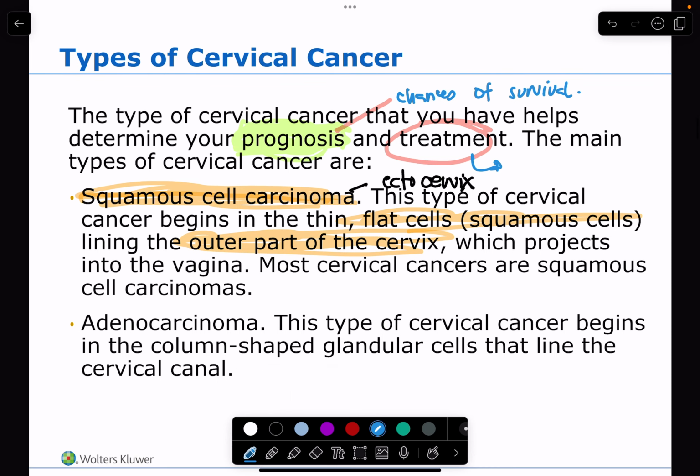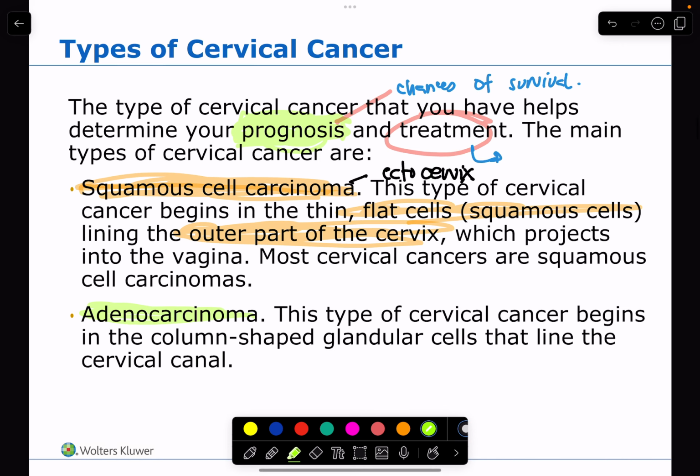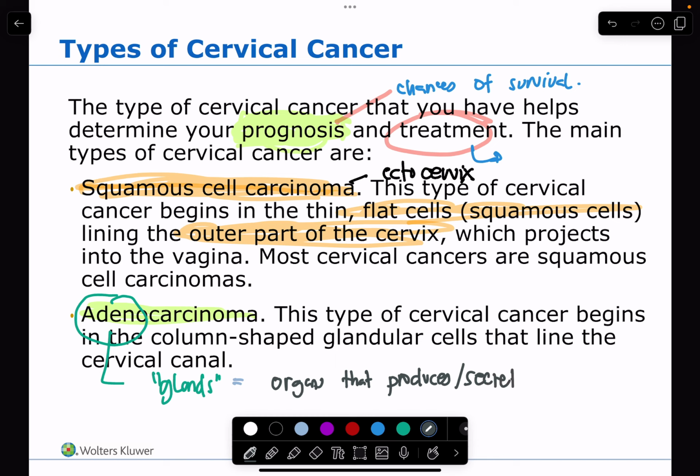And adenocarcinoma is the second type of cancer. This type of cervical cancer begins in the columnar-shaped glandular cells that line the cervical canal. We also mentioned, guys, that when we talk about adeno, we are pertaining to glands. And glands are the organs that produce or secrete a product.